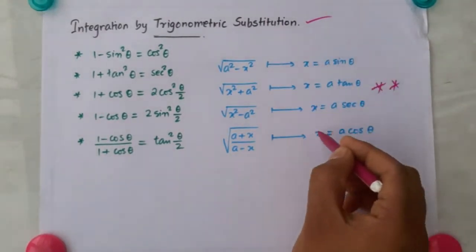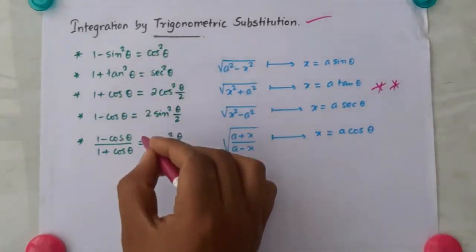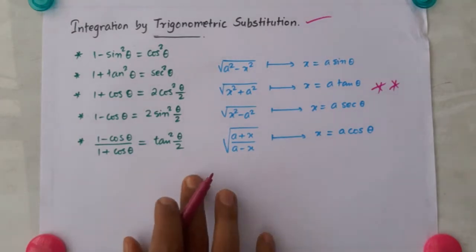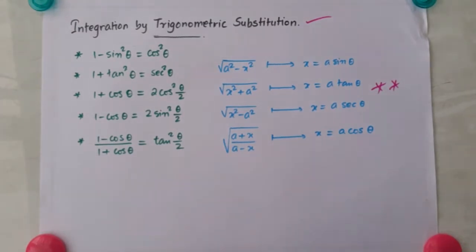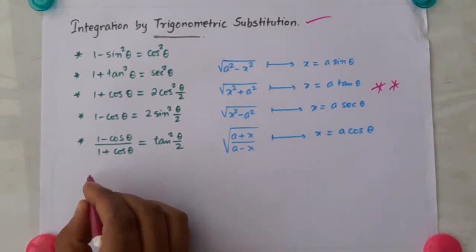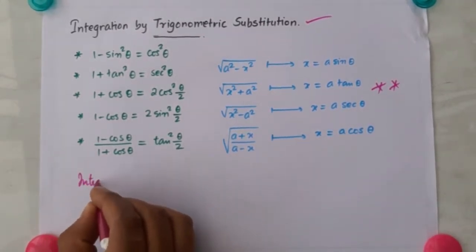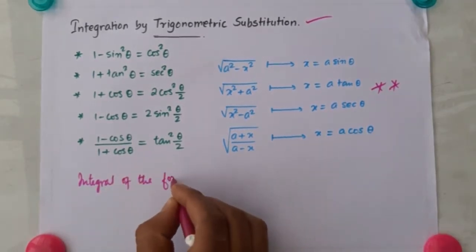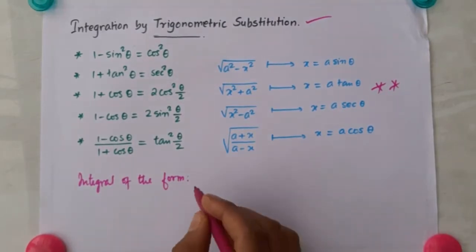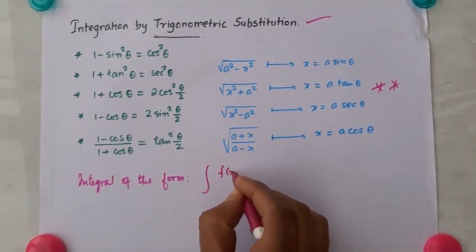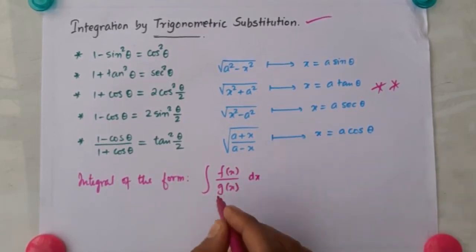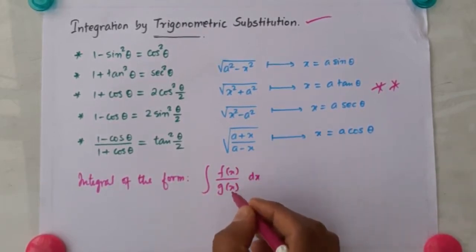So when you make these substitutions, any of these will be useful. All right, so this thing you need to remember for today's problems. Okay, and next we are going to talk about integrals of the form: let me write the integral f(x) by g(x) dx, where f(x) and g(x) are polynomials.